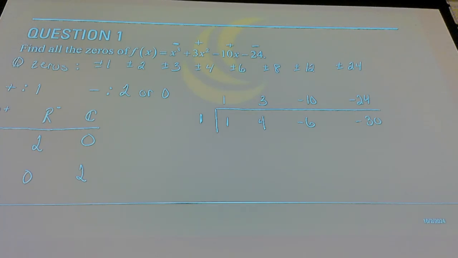Well, then I'll try 2. One times 2, plus 3 times 2, plus negative 10, which means this is not going to be a 0. You're going to have a remainder of negative 24.